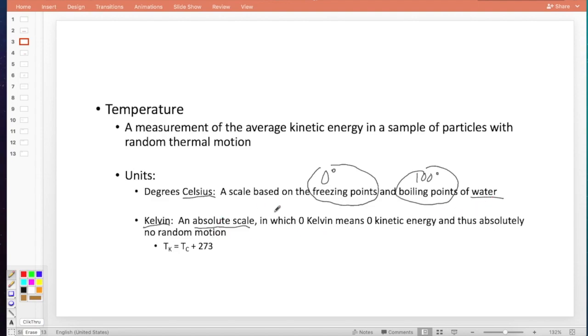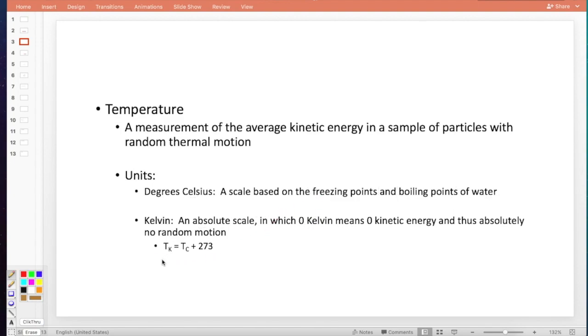Kelvin is absolute, which means that 0 is the lowest you can go. 0 Kelvin means 0 kinetic energy. We call that absolute 0. At absolute 0, the particles stop moving. They have no motion at all. You cannot get colder than absolute 0. You can get colder than the freezing point of water. It happens often in some places in the wintertime. But we cannot get colder than absolute 0, 0 Kelvin. Absolutely no random motion.